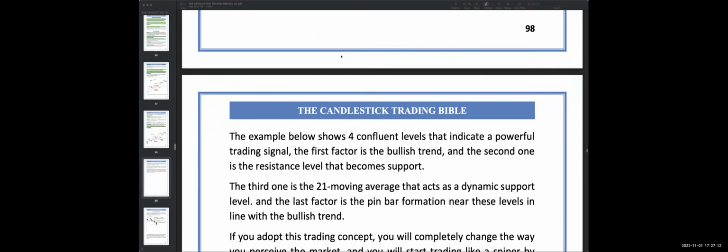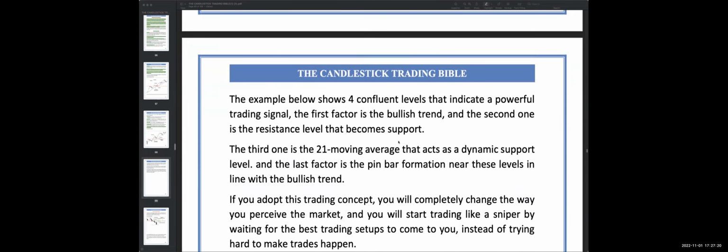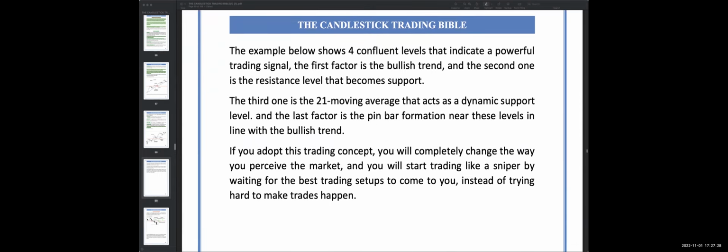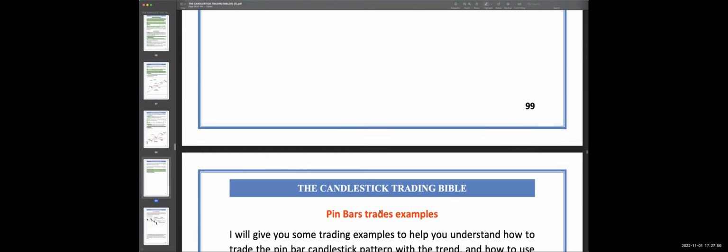The example below shows four confluence levels that indicate a powerful trading signal. The first factor is the bullish trend and the second one is the resistance level that becomes support. The third one is the 21 moving average that acts as a dynamic support level. And the last factor is the pin bar formation near these levels in line with the bullish trend. I don't know why they say the example below since it's above, but anyways. If you adopt this trading concept, you completely change the way you perceive the market. And you start trading like a sniper by waiting for the best setups to come to you instead of trying hard to make trades happen.